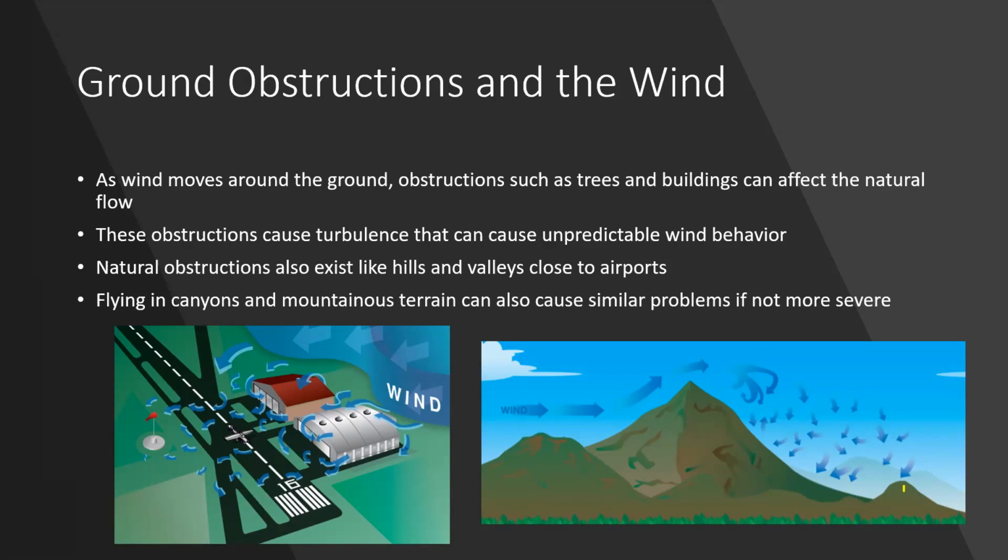So as the wind moves across the ground, it bumps into buildings and has to move around them. And this causes different air patterns to form. And it can be very unpredictable at times. Like if you're taking off from this runway here in this picture, it has these buildings right here and the wind's moving around it. The wind isn't really moving in one direction, and it can be hard to predict where it's going to go.